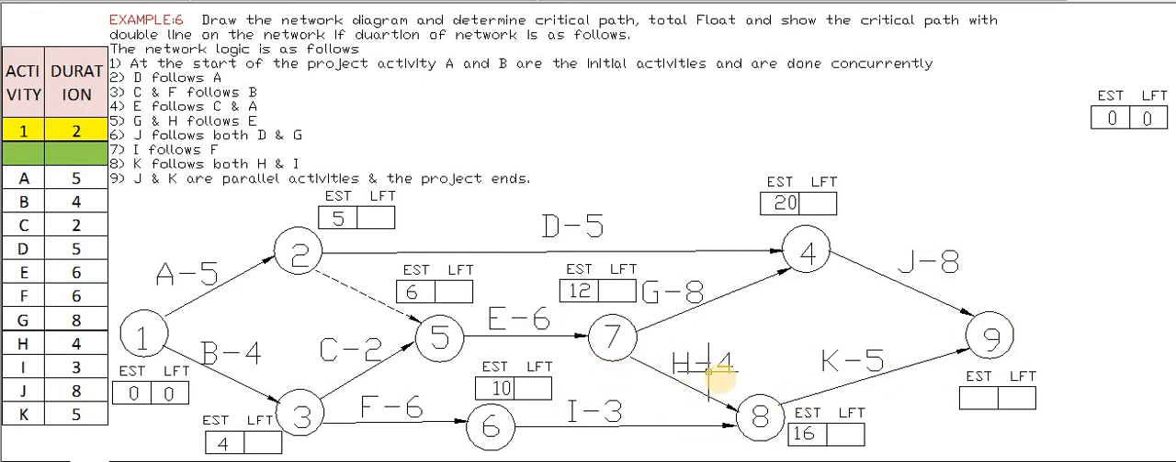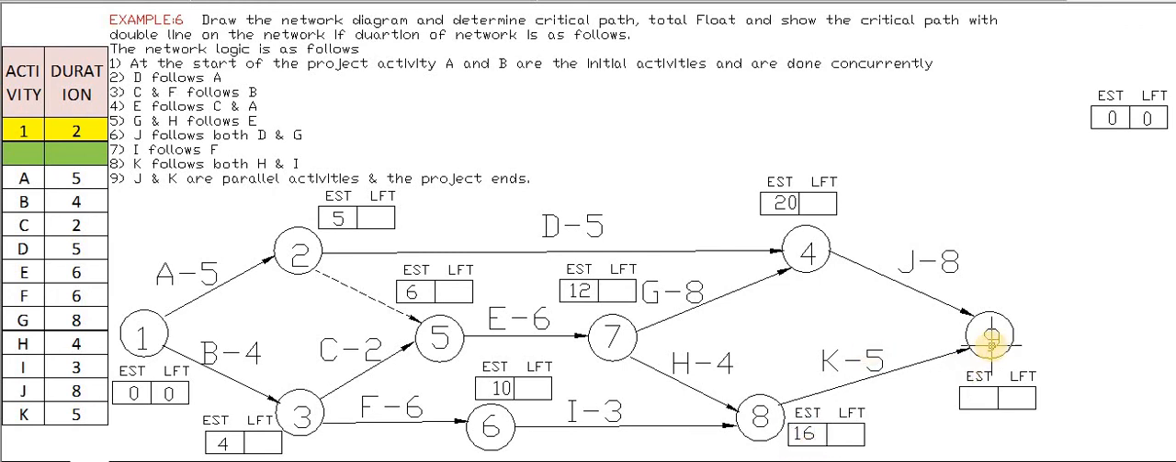So how did we calculate this 16 for node number 8? It is from 7 to 8 and 6 to 8. 7 to 8 has an EST of 12, previous EST plus duration, so 12 plus 4 is 16. Here the previous EST is 10, and 10 plus 3 is 13. Out of 13 and 16, the maximum is 16, so we have taken the EST as 16.